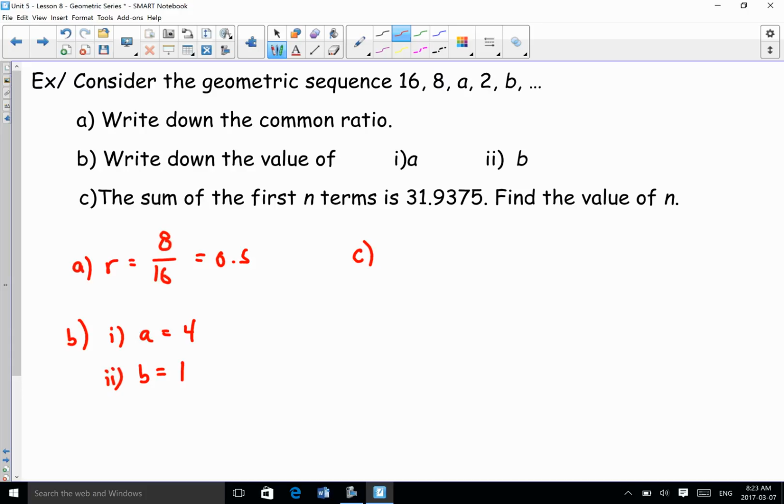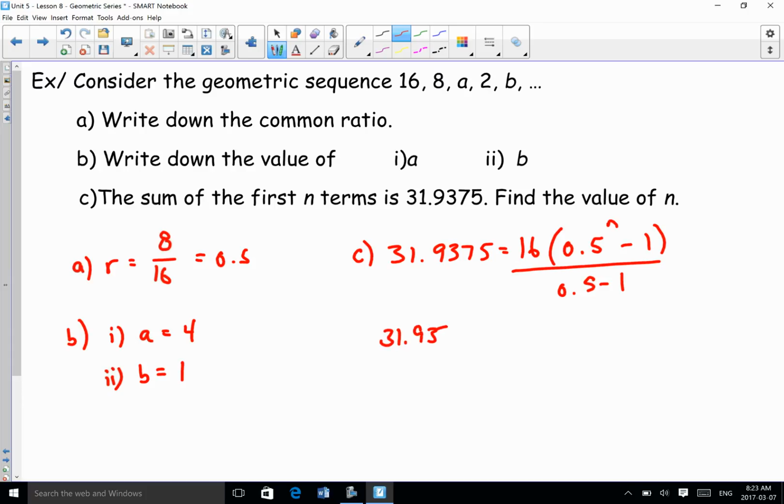So when we add all these terms together, when we find the sum, it comes out to that. So we need our sum equation. 31.9375 equals u1 times r, which is 0.5, to the n, which I don't know, minus 1 over 0.5 minus 1. We need to solve this. So here's what we can do. Let's simplify the right-hand side first. Underneath the fraction, I get the number negative 0.5. So I'll do that first.